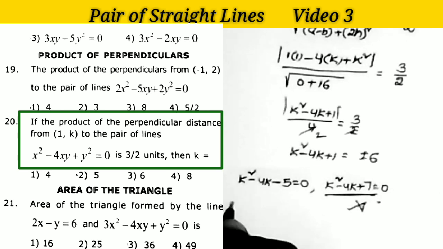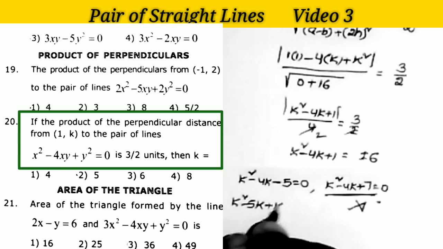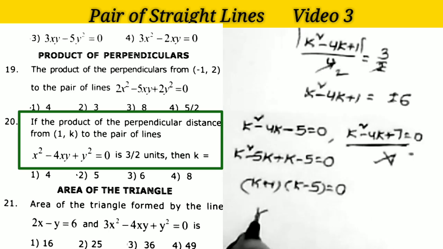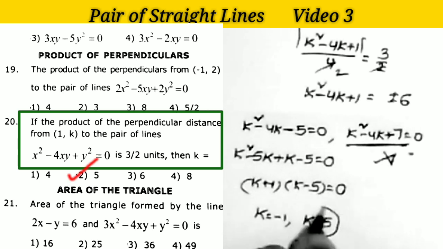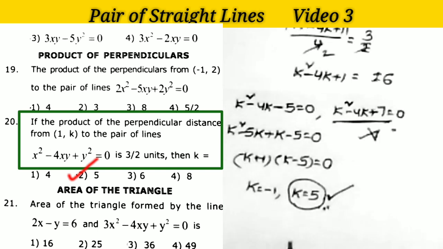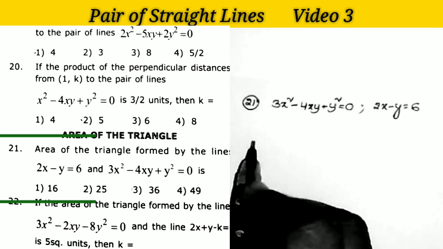Now coming to this equation, doing the factorization, then k² - 5k + k - 5 is equal to 0, which is (k + 1)(k - 5) is equal to 0. Therefore the values of k is equal to -1 and k is equal to 5. And k is equal to 5 is given in the option, and this is the second option. So option 2 is the correct answer. -1 is not given in the options. This is only given in the options, which is the second option. That's all. Next problem, sum number 21.